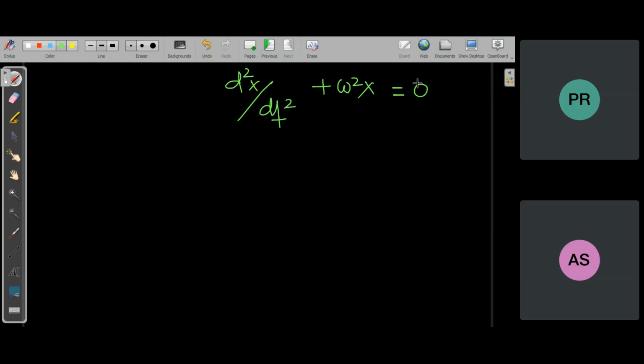Now how this omega is coming, that we will discuss in a few minutes. You will understand why this omega is coming here, and what the role of omega is. But before that, you have to understand that this is the general differential equation of SHM. You can write it down. Whenever you see an equation like this, you understand that this particle must be doing SHM. Is it clear? Yes, sir, it is clear, sir.